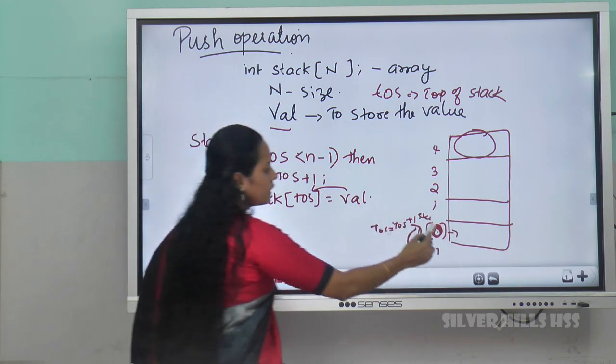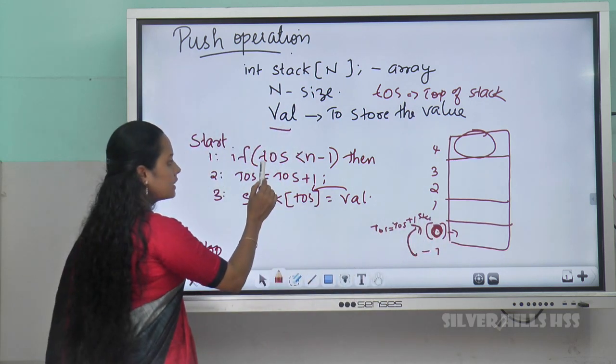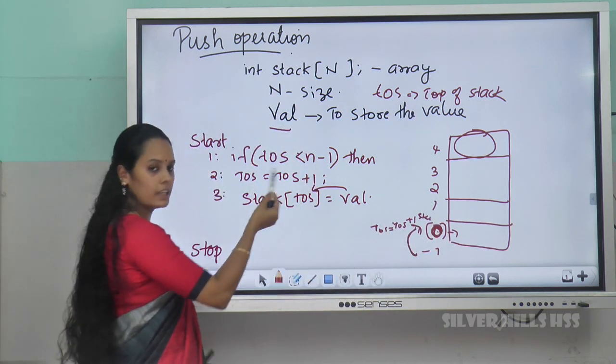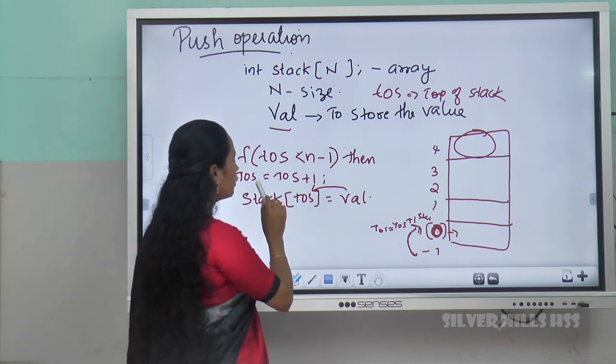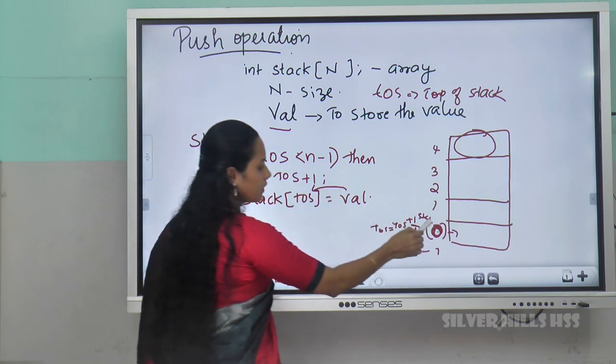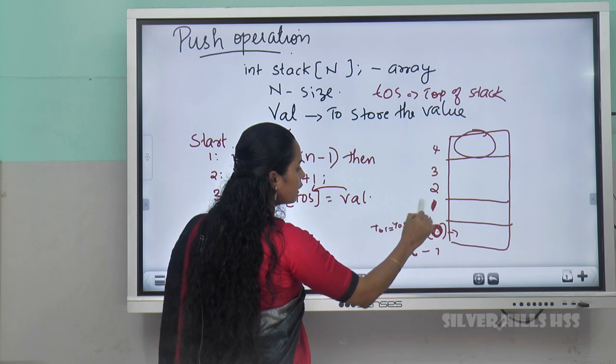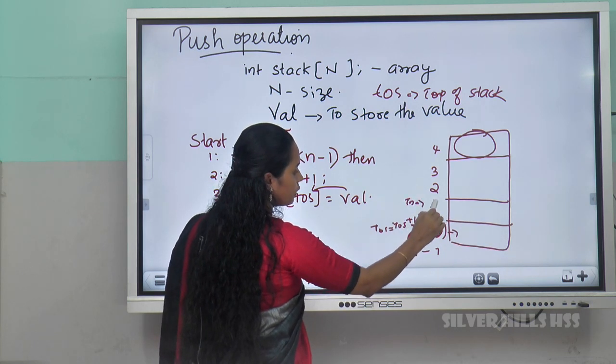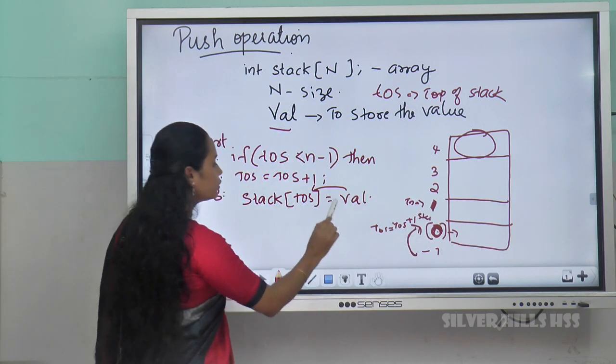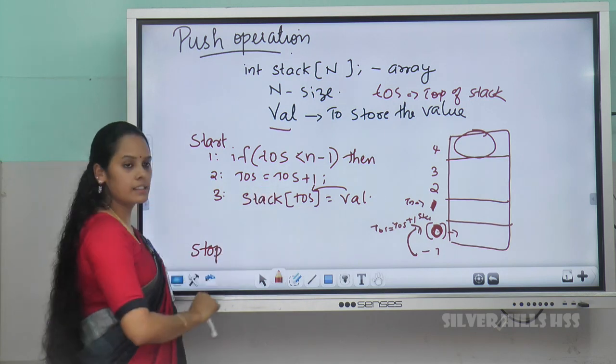Then if you want to store the next value, it will again check whether the value of TOS is less than n minus 1. Yes, it is true. Then it will increment the value, TOS is equal to TOS plus 1, that is 0 plus 1. It will make the value of TOS as 1, and then you can insert the value at that position. This is the way to insert the value.